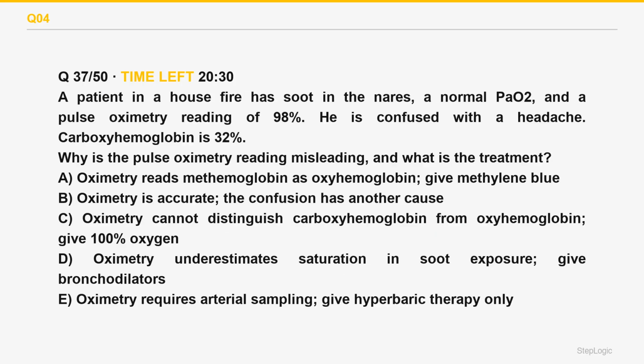Why is the pulse oximetry reading misleading, and what is the treatment? A patient in a house fire has soot in the nares, a normal PO2, and a pulse oximetry reading of 98%. He is confused with a headache. Carboxyhemoglobin is 32%. Read the command. Why oximetry misleads and what to give. The instrument's limitation is the diagnostic point.